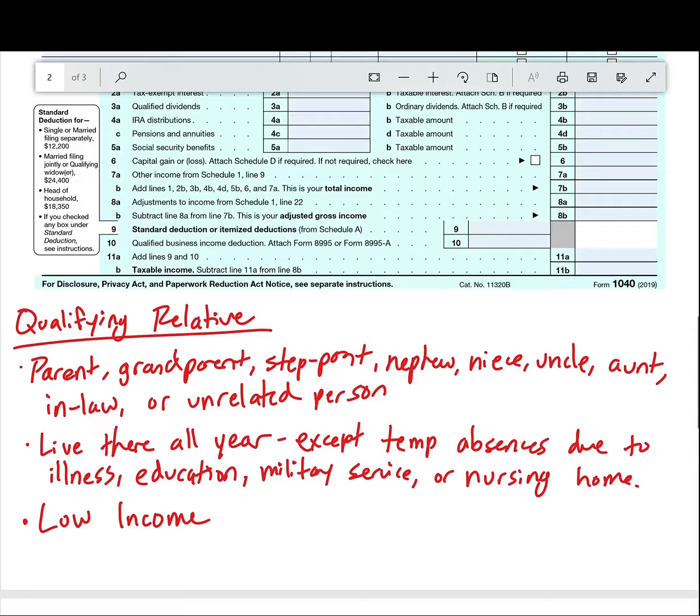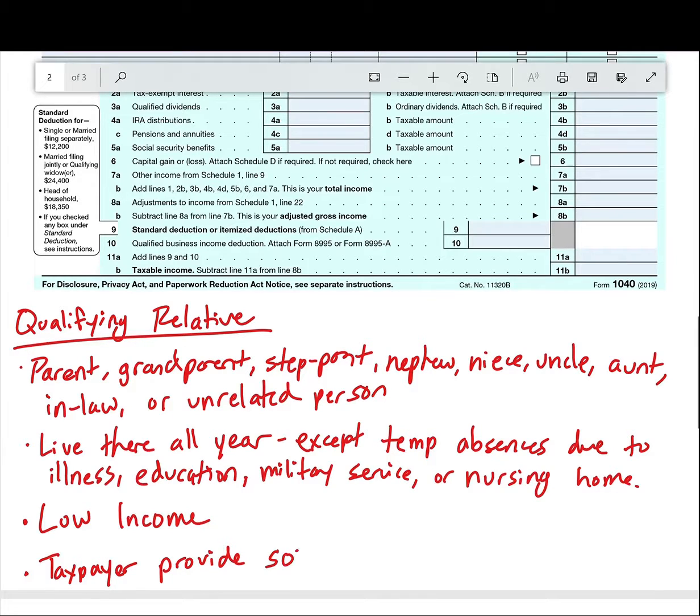The qualifying relative must have income that falls beneath a certain threshold. This includes both earned income, such as working for a wage, and unearned income, such as investment income. This amount actually does change every year, so I'm not going to bother including what the threshold is for now. Just know that according to the IRS's example in the instructions for the Form 1040, a relative with income of $10,000 is too high to qualify. Finally, the taxpayer must provide at least 50% of the total support for the qualifying relative.